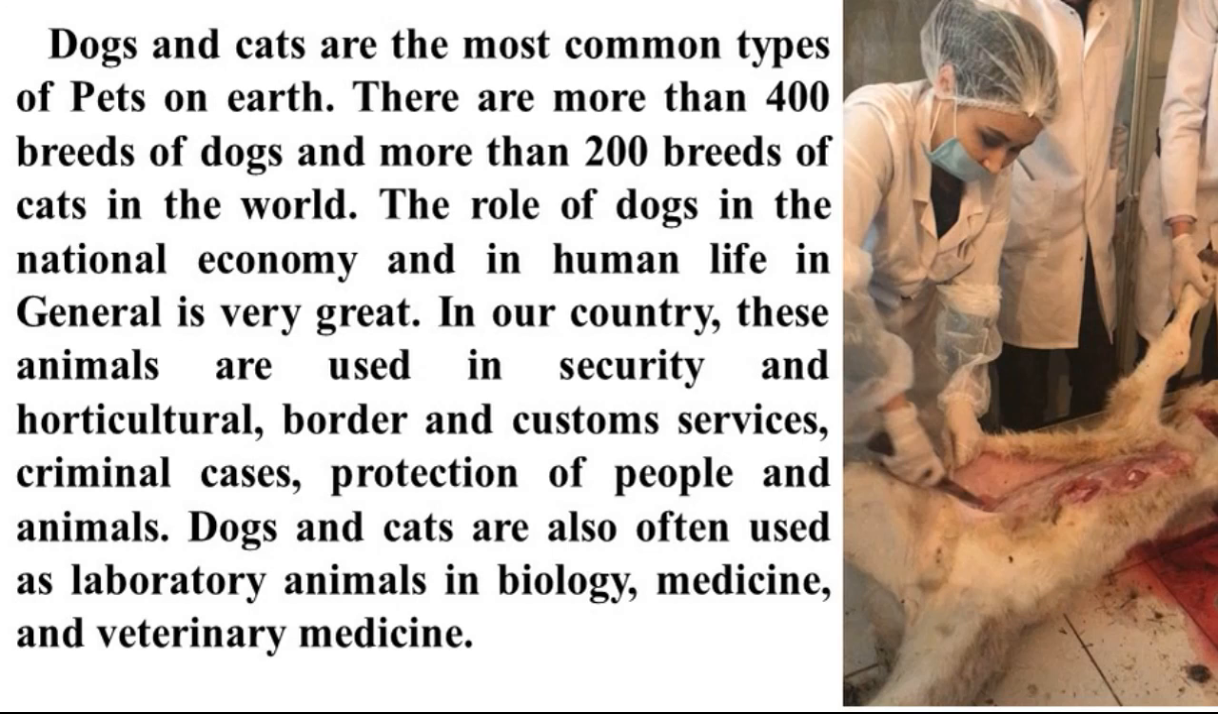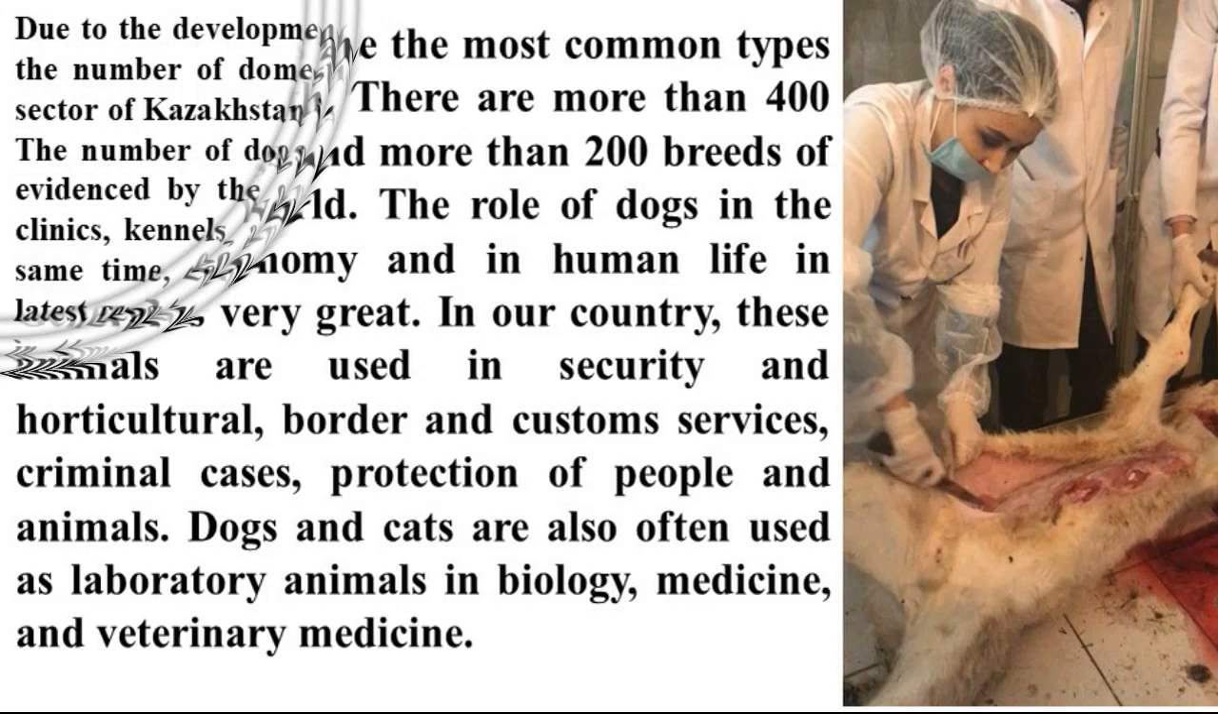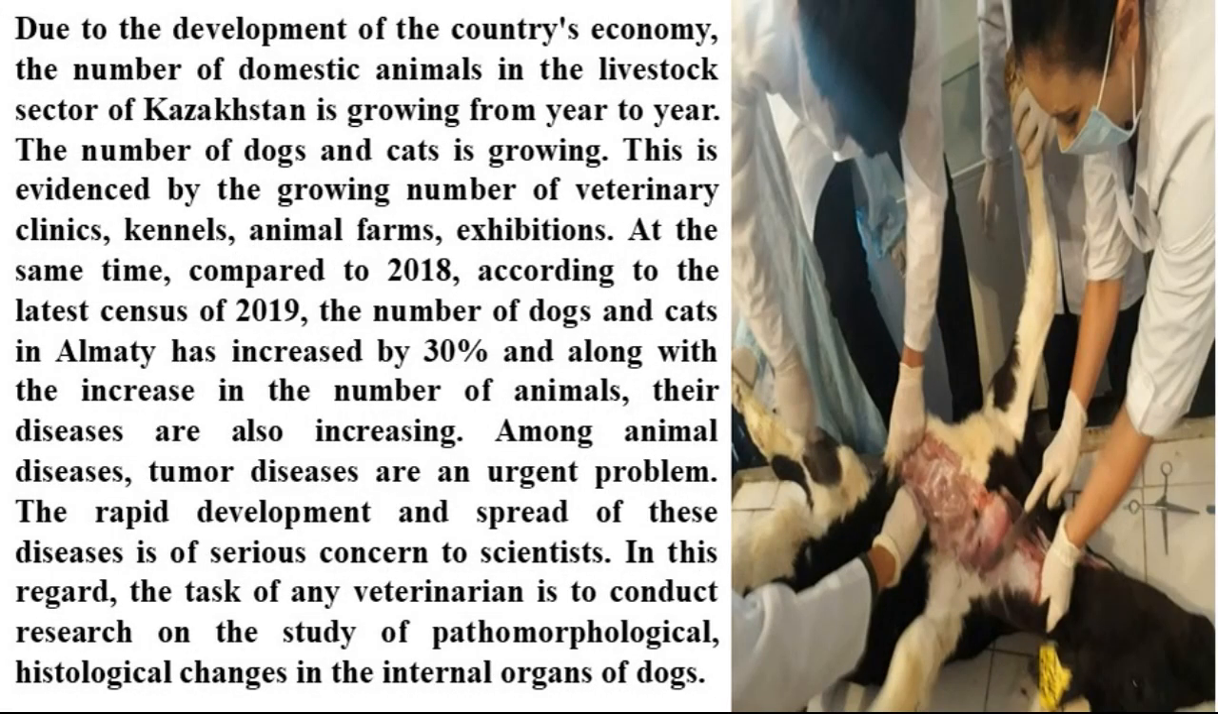and animals. Dogs and cats are also often used as laboratory animals in biology, medicine, and veterinary medicine. The rapid development of any veterinarian is to conduct research on the study of pathological histological changes in the internal organs of dogs. Due to the development of the country's economy, the number of domestic animals in the livestock sector of Kazakhstan is growing from year to year.